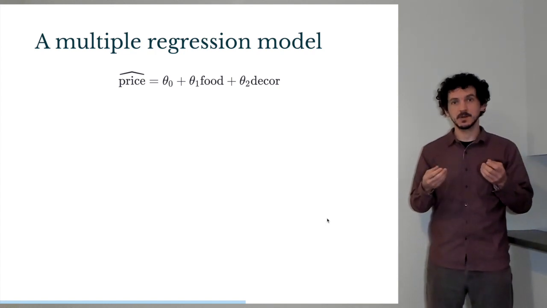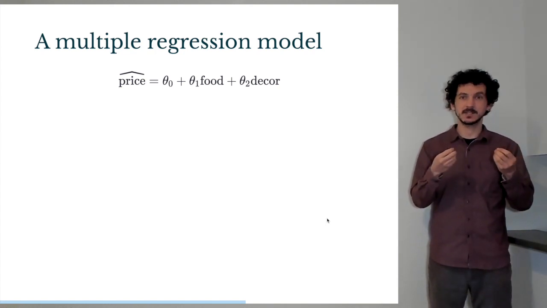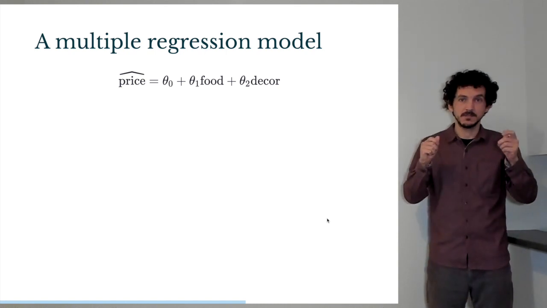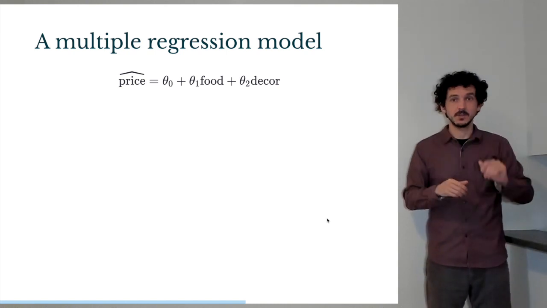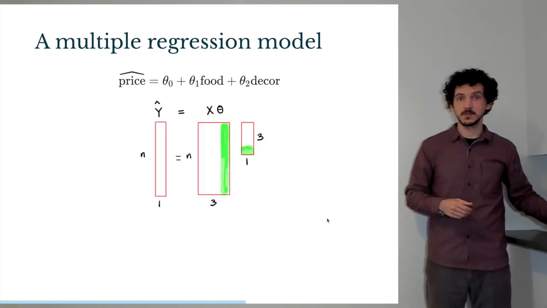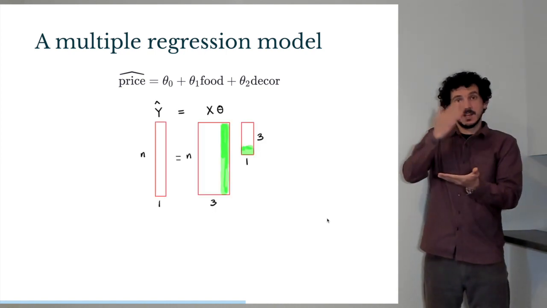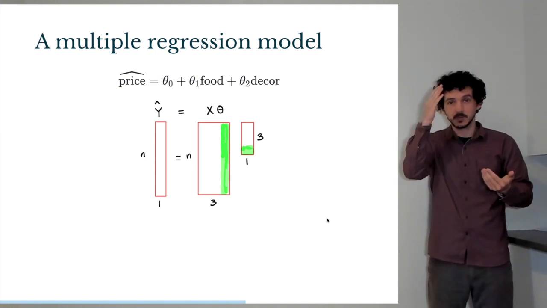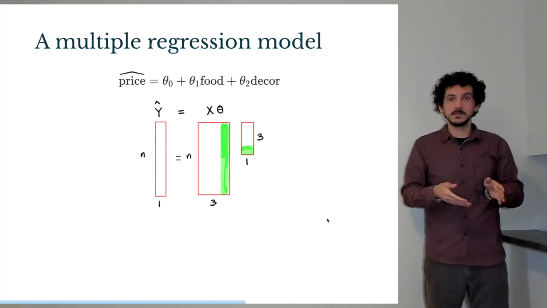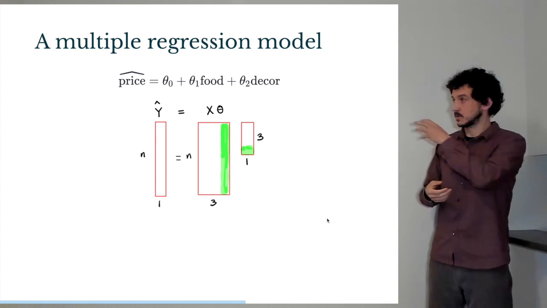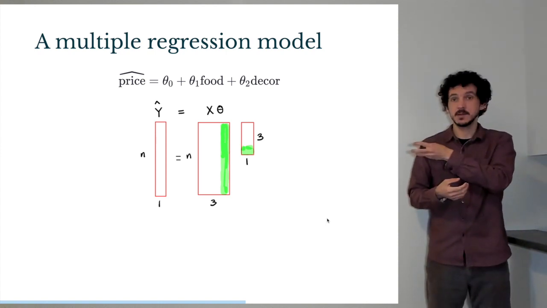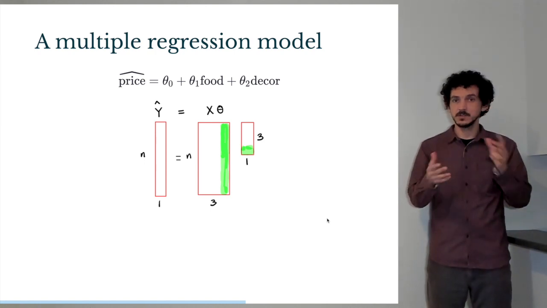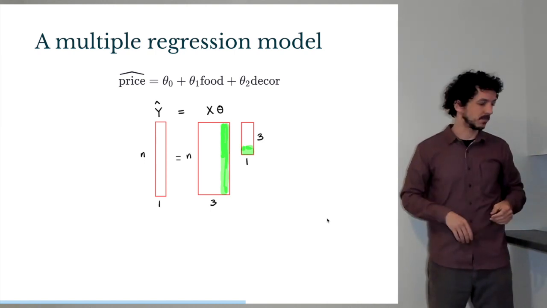A multiple regression model, if we're thinking about it in a descriptive capacity, allows us to ask these more nuanced questions. In this case, I'm interested in the effect both of food and of decor on the price. So if we look at the matrix formulation, now all that we've done is added another column to our X matrix. Now we have 3 columns: the ones, the column for food, the column for decor. As a result, we're going to be estimating a third parameter, theta 2. And we're going to use the exact same estimating equations as before.